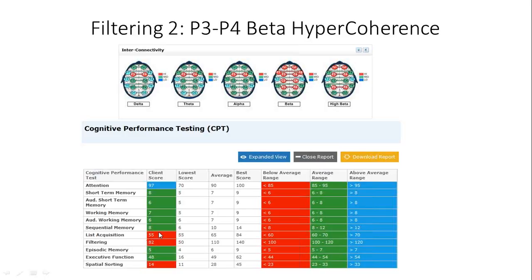And you see list acquisition is once again a problem. So list acquisition is one of the first things to go when you have head trauma or problems in the brain, and it's one of the key correlates with academic performance as well.